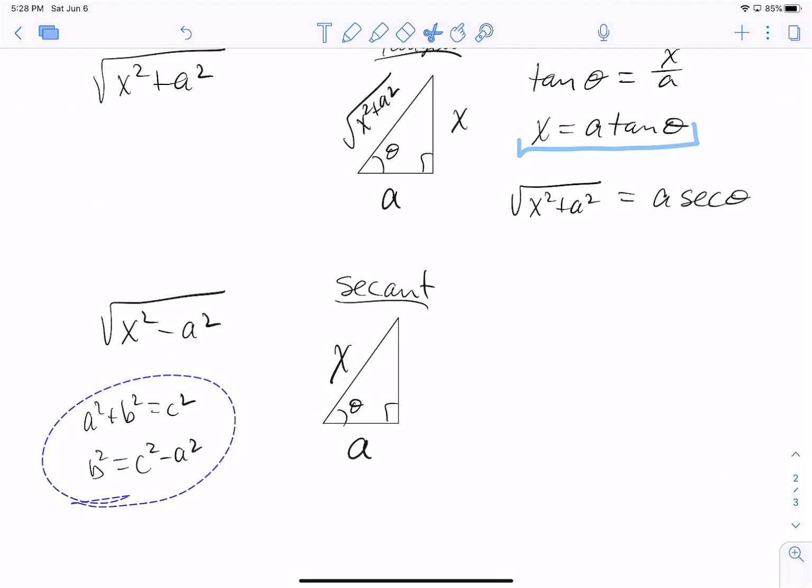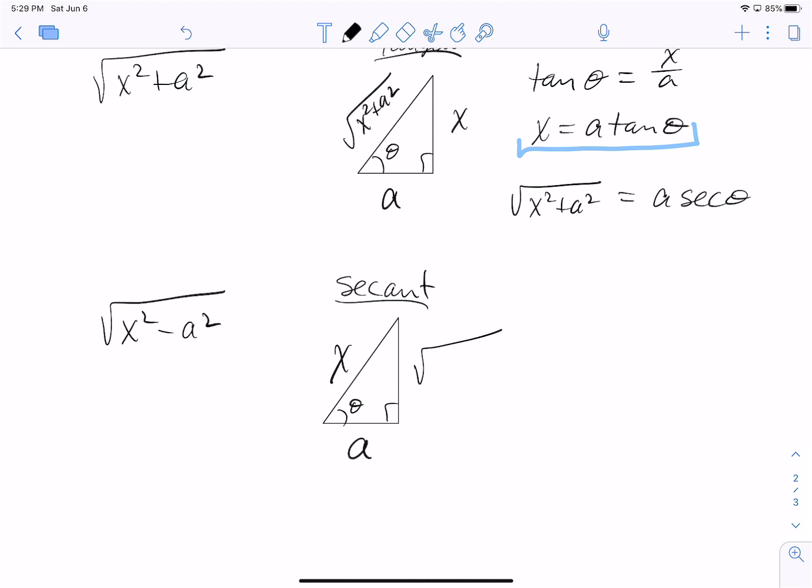Let's get rid of this Pythagorean theorem stuff over here, and then use the Pythagorean theorem to identify that the third leg of the triangle is going to be the square root of x squared minus a squared. Now, looking at this triangle, you can see that the way this is laid out with x being the hypotenuse, x has to be larger than a. If the square root is the square root of x squared minus a squared, if that's going to evaluate to a positive number, x has to be larger than a.